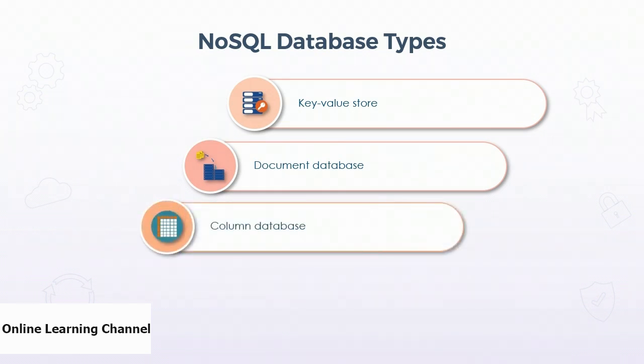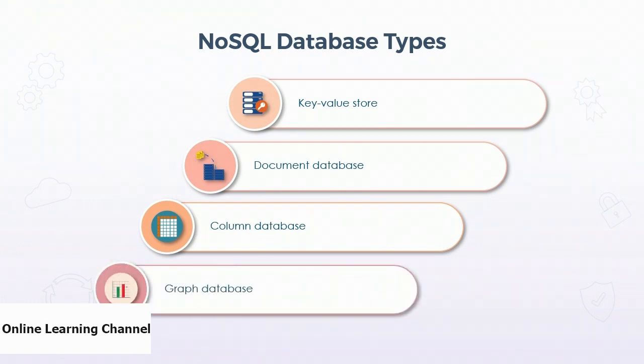Then there's column databases. Now this allows data to be stored as columns rather than rows, and that flexibility can help depending on the type of data that you're using. And lastly, there's a graph database. Now, graph databases are about establishing named relationships between objects, and this allows you to query for data based on a variety of different relationship strategies. And we'll talk more about these later in the course.